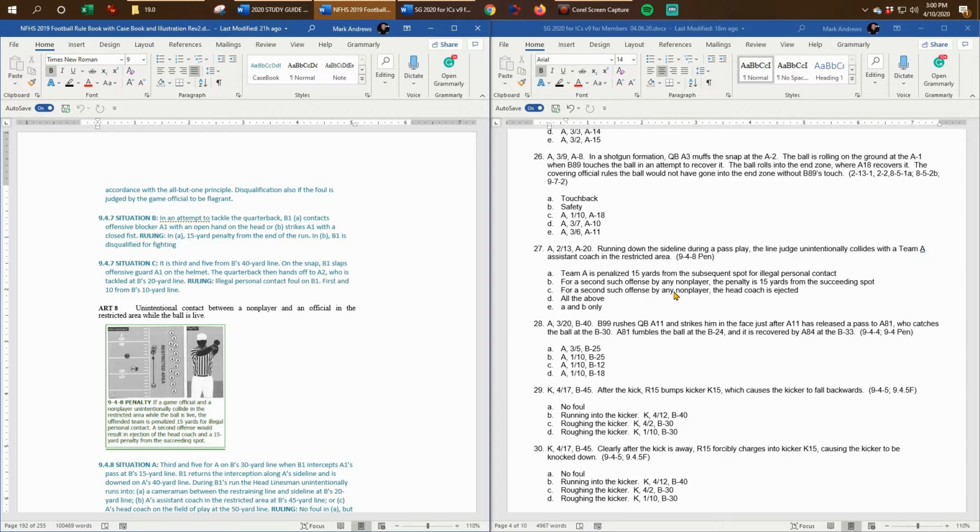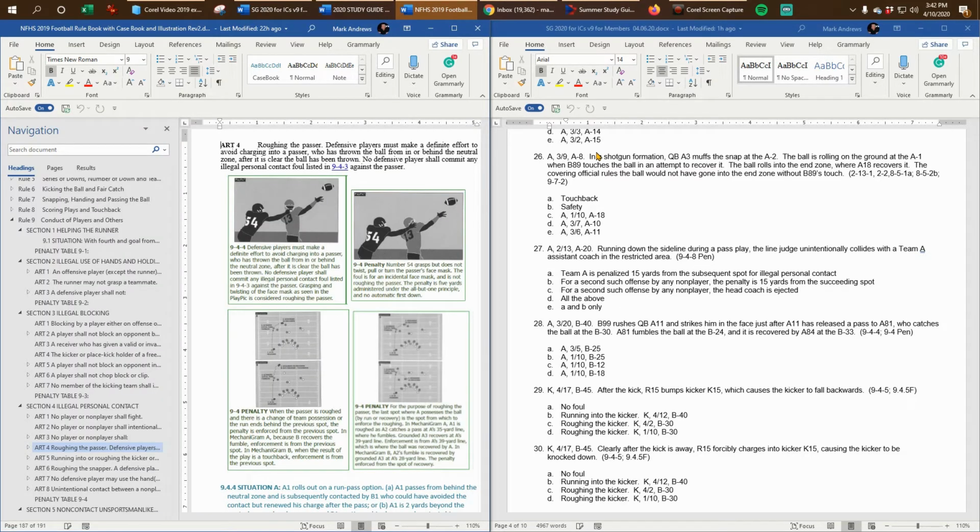It doesn't have to be a collision with the head coach. It could be a collision with anybody in that box, in that restricted area. And this is why you're gonna hear us over and over tell you to keep that area clear. It's not just for safety, it's so that we don't have to deal with this stuff. Okay, enough lecturing. So the answer to number 27 is D, all of the above.